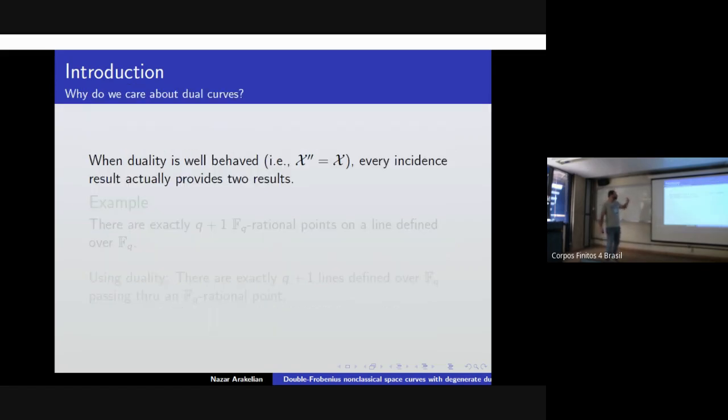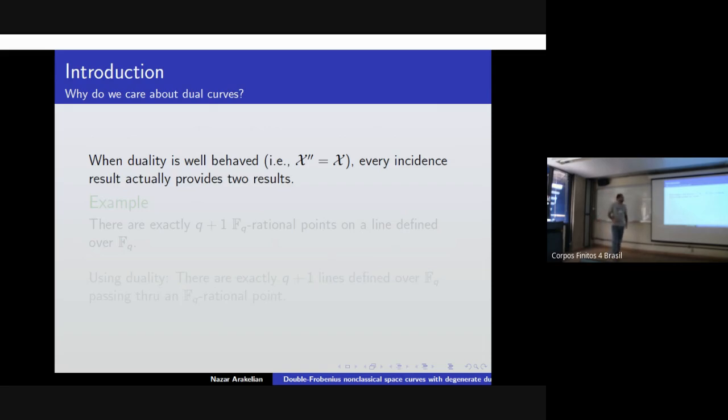Okay, but why do we care about dual curves anyway? First of all, it's too much fun. It's nice to play with these weird objects. But essentially, we want to know for which curves we can use the dual incidence results. Okay, so when you have an incidence result in geometry, it's nice to have the curve with well-behaved duality, which is this. So every time you have an incidence result, you actually have two results.